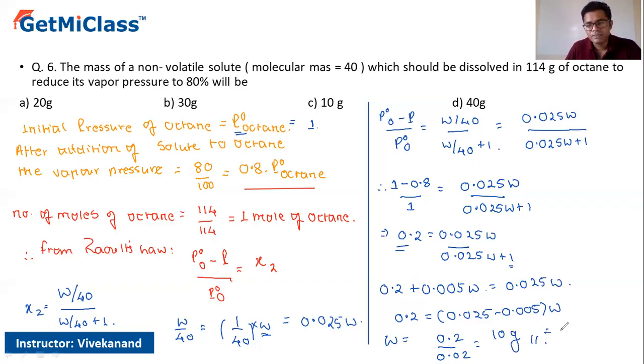So this is nothing more than the weight of solute that should be added to the octane in order to reduce its entire vapor pressure to 80%. So therefore, the answer is option C. Thank you.